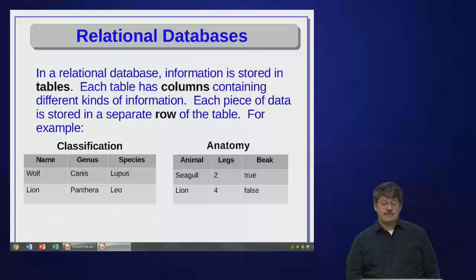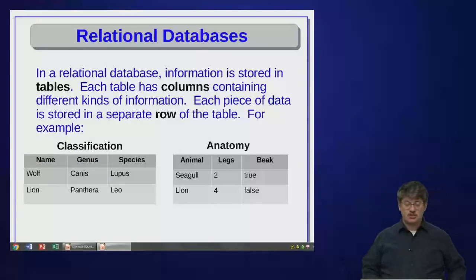So what is a relational database? Well, in a relational database, we store information in tables. And each table has columns and rows. The columns represent the different kinds of information that we might represent. And the rows represent specific pieces of information. So for example, I could have a classification table that tells me something about different animals. In particular, I could give the common name of an animal, its genus, and its species. So here I have a table that shows that the common name of the animal is wolf, and that the genus and species that go with that are Canis lupus.